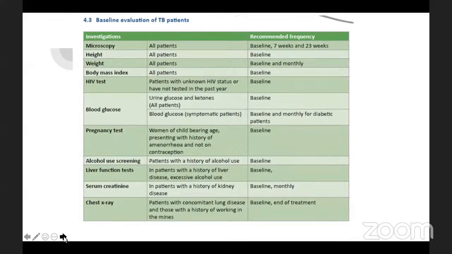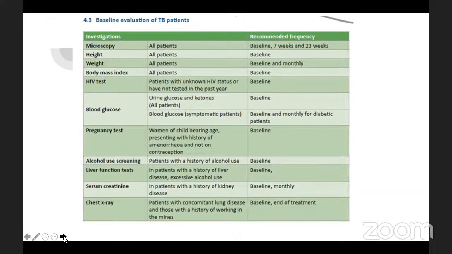Before starting treatment for TB, we need to do a few baseline tests. As I mentioned, you do a microscopy baseline test just to see how many acid-fast bacilli are on the smear, and that's important for monitoring to see if you become smear negative. You also need to work out the BMI, so the weight and the height. The weight is really important because you need an accurate weight to determine which weight category the patient would be in for dosing purposes.